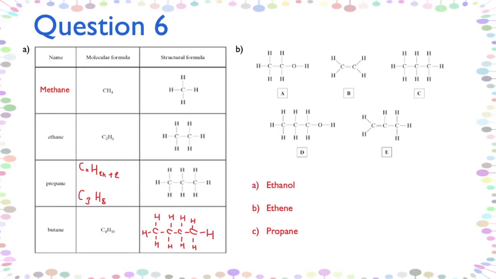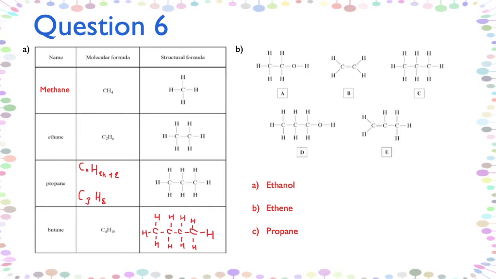For structure B, the longest chain is 2 carbons, and as you can see it's an alkene, therefore this has to be ethene. For structure C, you can see that the longest chain is 3 carbons, therefore it has to be propan- of some sort. As you can see here, it is an alkane, therefore it's propane.